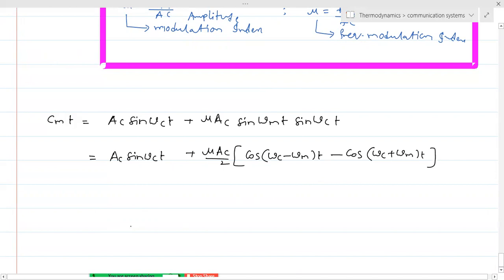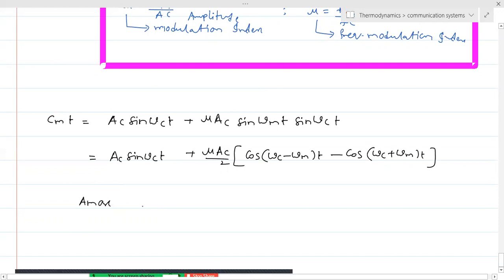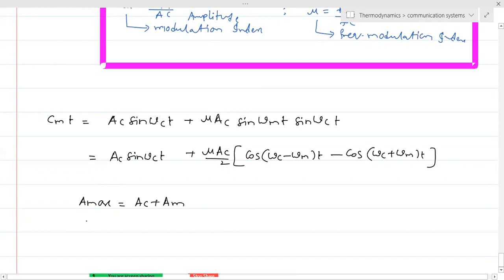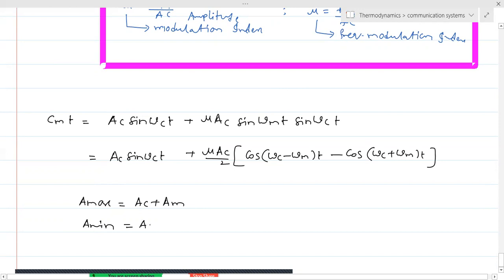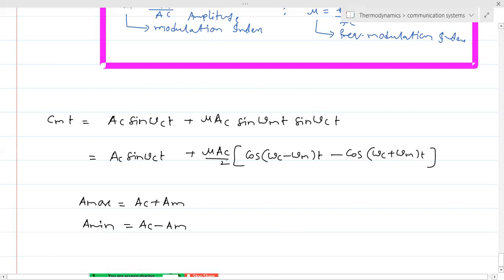And here we are going to discuss the most important things. They may ask what is the maximum amplitude, as you are using two waves, one is the carrier and the other is the modulating signal. So the A maximum is AC plus AM. If they ask about the minimum amplitude in the modulated signal, the output, we will write it as AC minus AM.